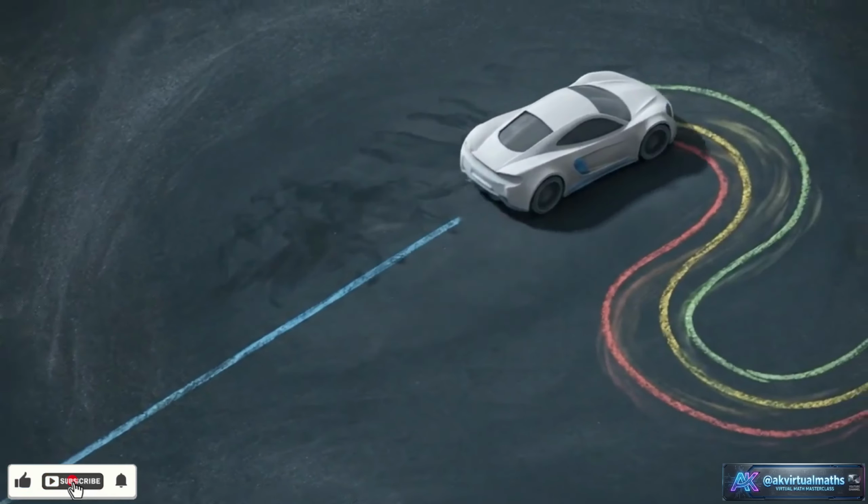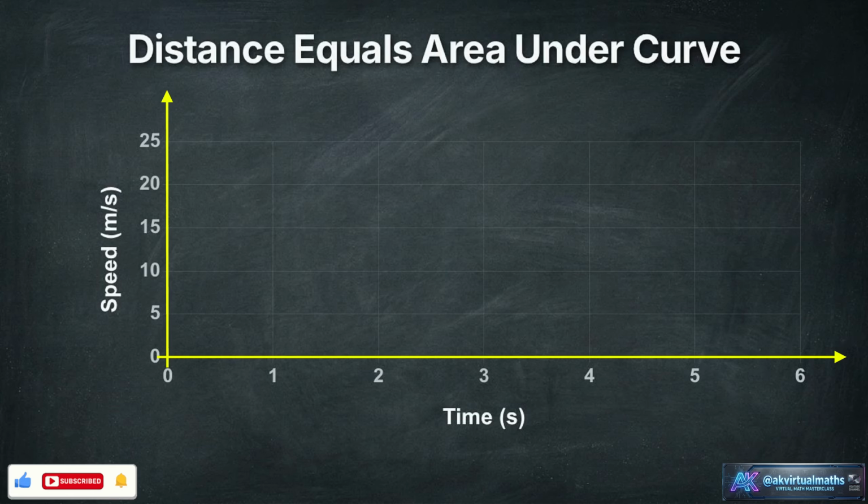moved through the world. When an object moves at a constant speed, its distance is found by multiplying speed by time. We can visualize this relationship on a graph. Here, we have speed on the vertical y-axis and time on the horizontal x-axis. Since the axes represent the two components of our formula, the total area between the graph line and the time axis represents the total distance traveled.